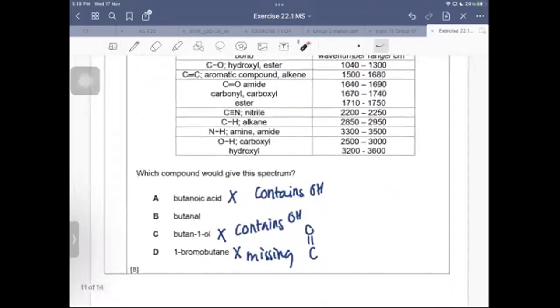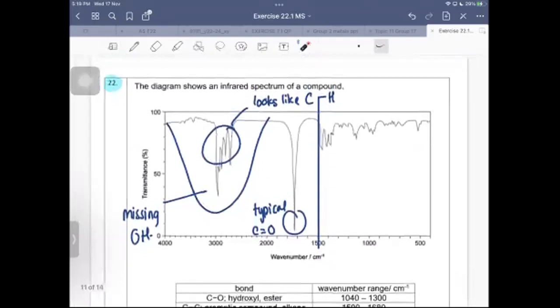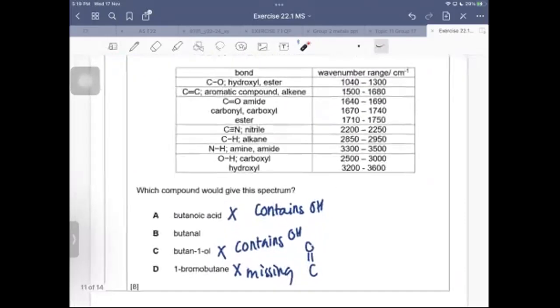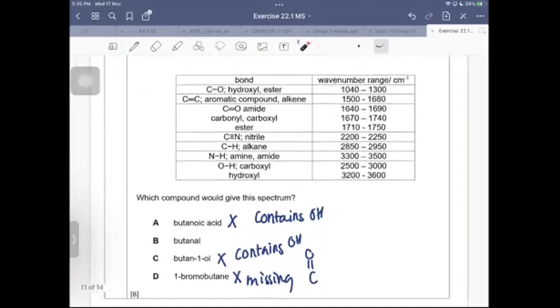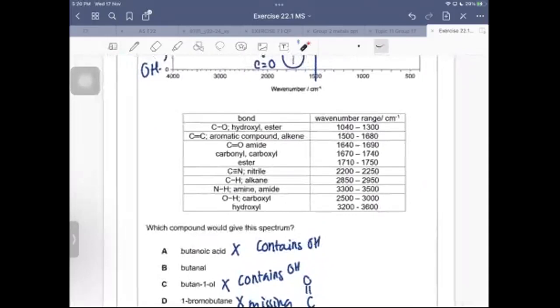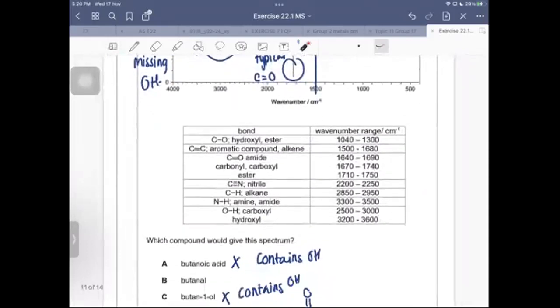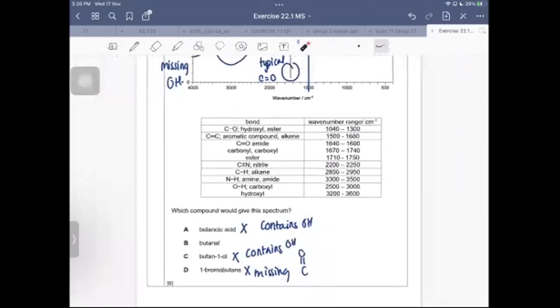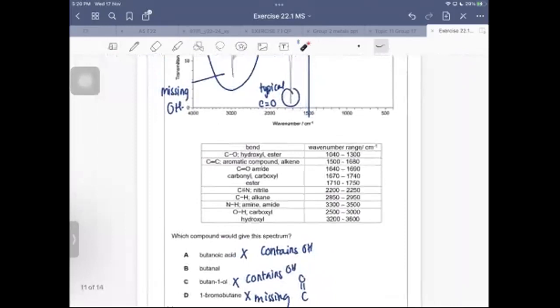Okay, so butanoic acid contains an OH bond, eliminated. Butanal contains a C double bond O, possible. Butan-1-ol contains an OH bond, which is eliminated because the spectrum doesn't contain a signal for an OH bond. 1-bromobutane doesn't have a C double bond O. Okay, so that means by elimination and also because it fits with the data, the answer is B. This spectrum belongs to butanal because it contains a C double bond O and butanal doesn't contain an OH bond. All right.